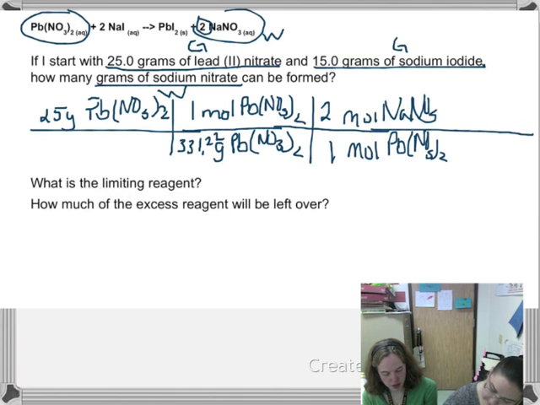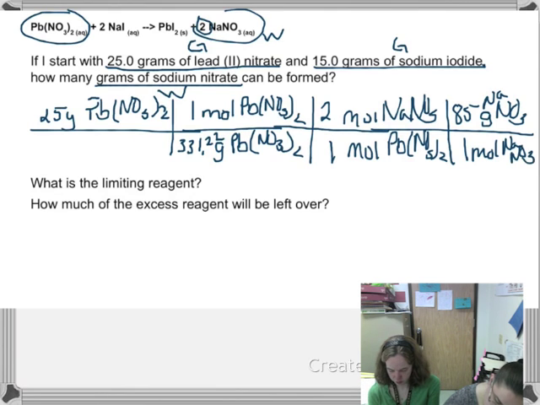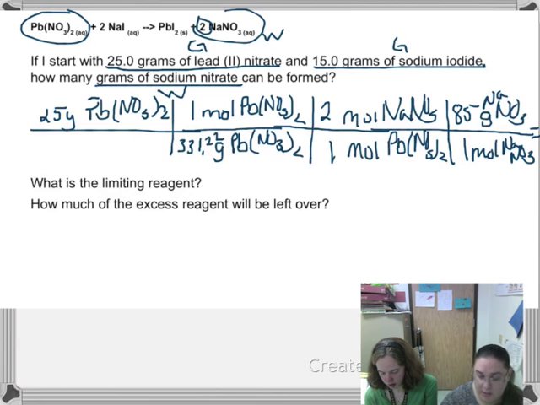All right, and then our last set is going to go into grams of sodium nitrate. Our molar mass of sodium nitrate, NaNO3, is 85. Nice solid number over 1 mole. Equals, so 25 times 2 times 85 on top divided by 331.22 on the bottom. And so that makes our theoretical yield, according to our lead nitrate, 12.83 grams.